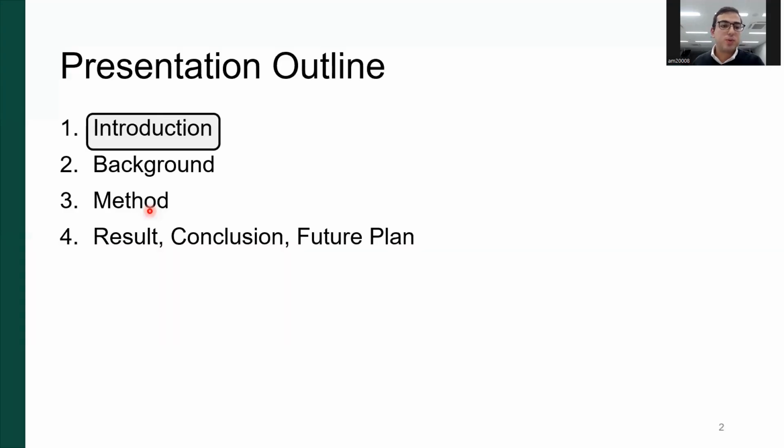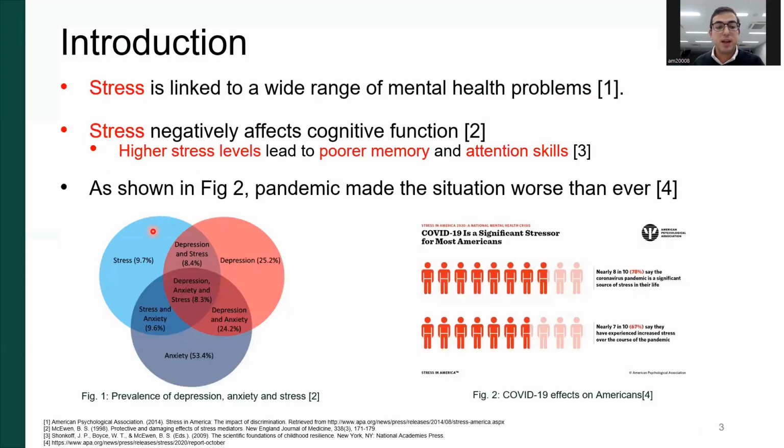So first we'll go through the introduction. We know that stress is linked to a variety of mental disorders, like anxiety and depression. Also, it has a negative correlation with cognitive function, like people with a high level of stress have poor memory and attention skills. And the situation now after the pandemic is worse than ever, and people are feeling more stress.